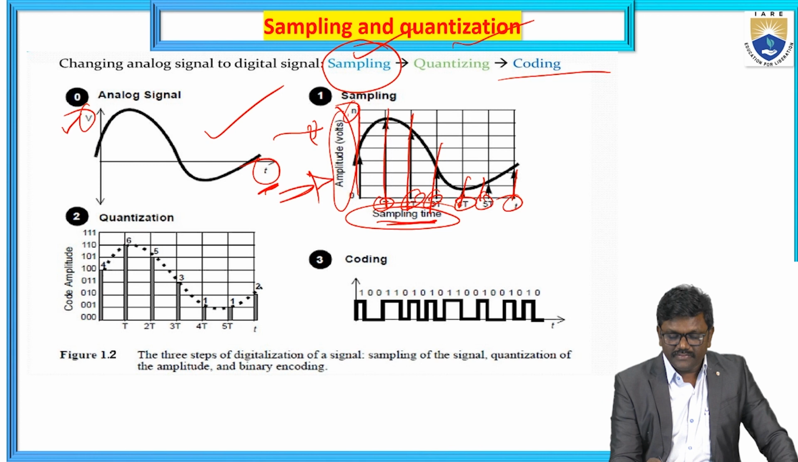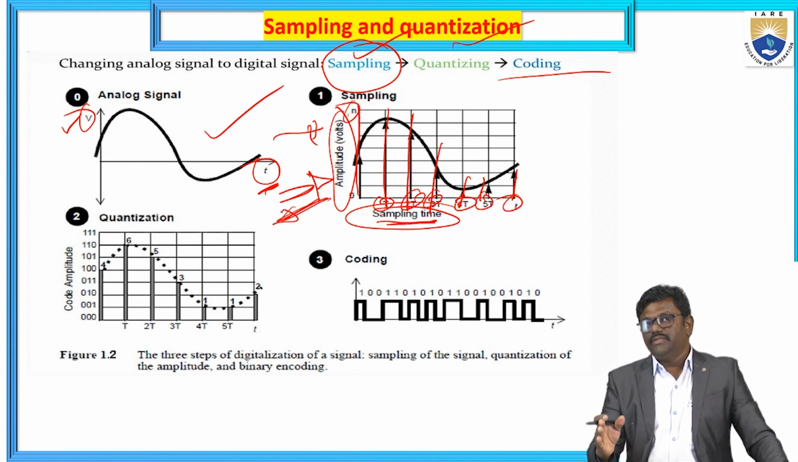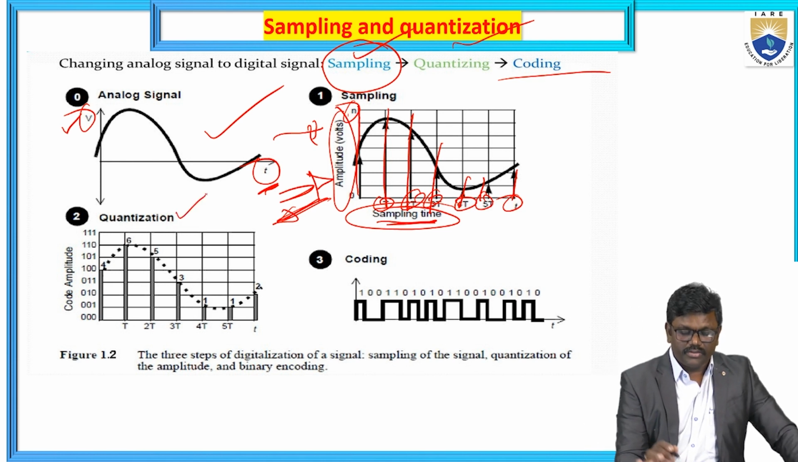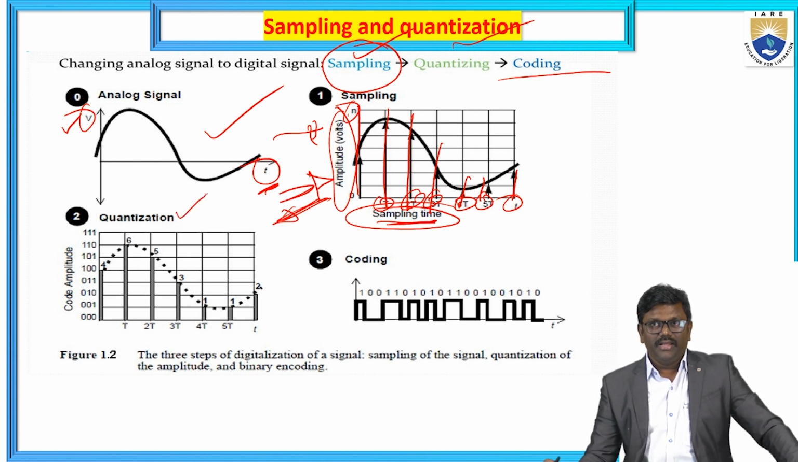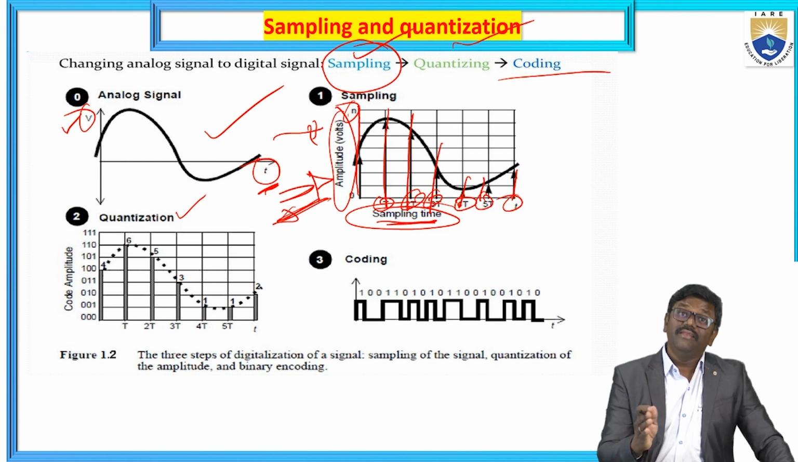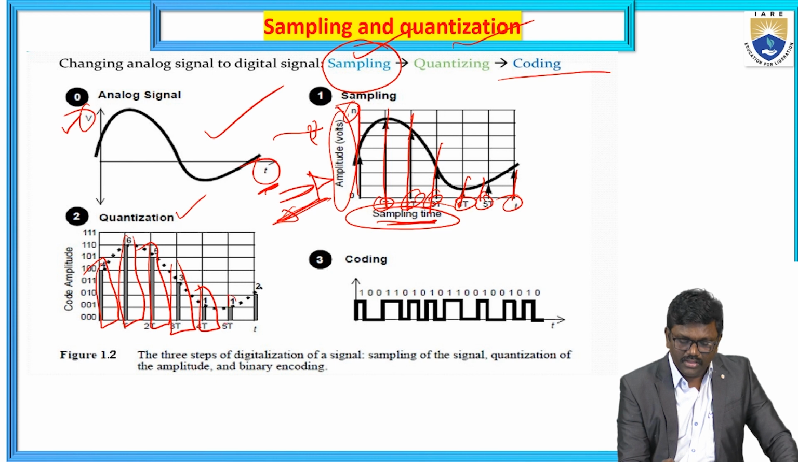After this sampling, the instances are divided and then we move into quantization. What do you mean by quantization? Now the analog part depends on the sampling periods, the sampling instance values. We keep only those sampled instants, and that is quantization. These are all the values.